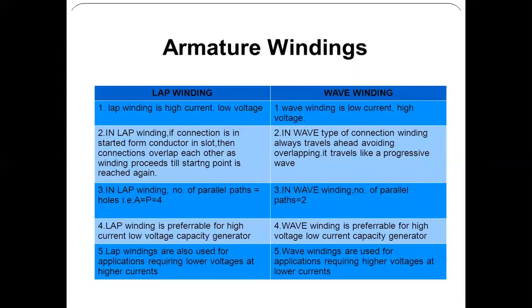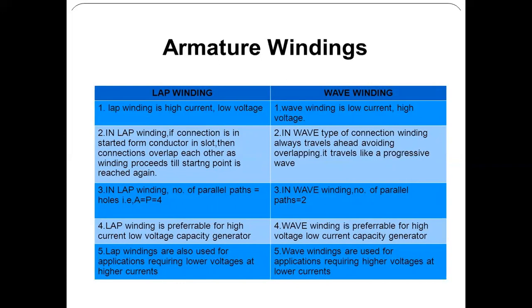In lap winding, if the connection is started from one conductor in one slot, then the connection overlaps each other as the winding proceeds, till the starting point is reached again. So in lap winding, overlapping takes place. In the case of wave winding, there is no overlapping. It travels like a progressive wave.